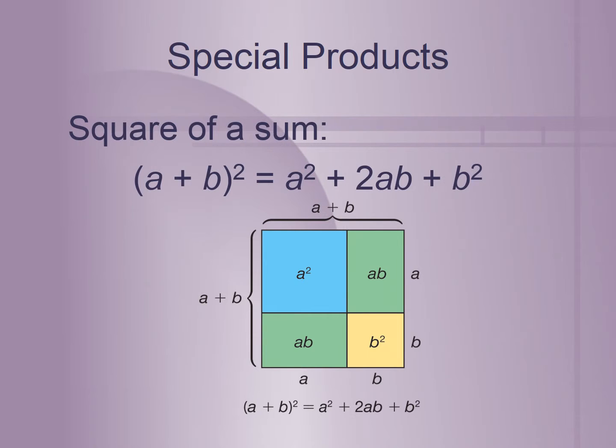And here it is, a visual representation. So a plus b squared is a plus b times a plus b. So that means that you have a and a, which is a squared. You have a times b, which is ab. You have b and b, which is b squared. And then you have a and b again, which is ab, which is how we get a squared plus 2ab plus b squared.